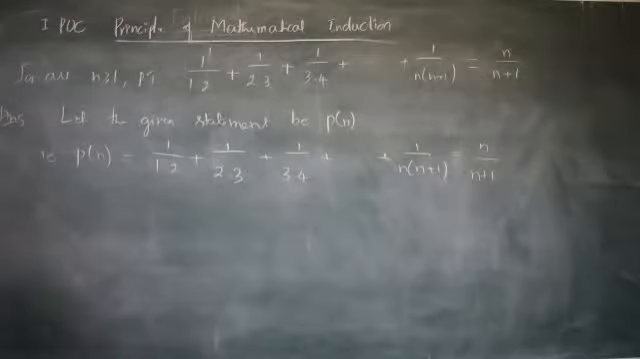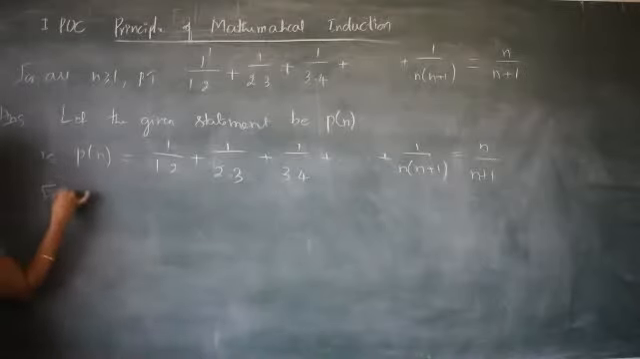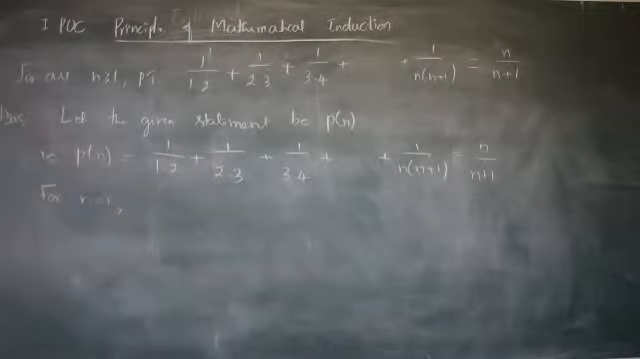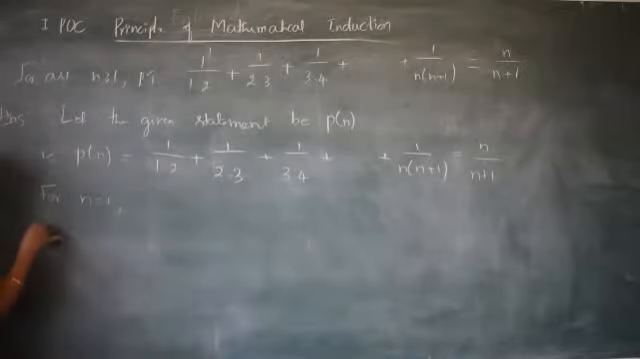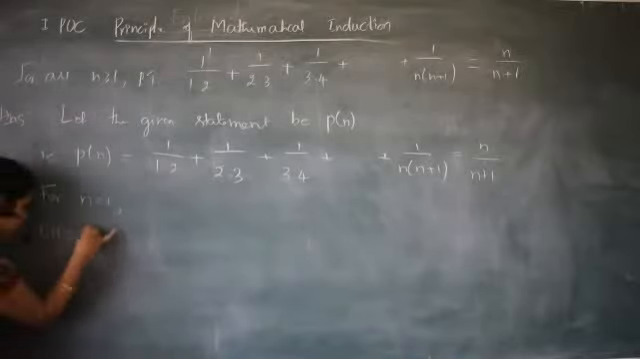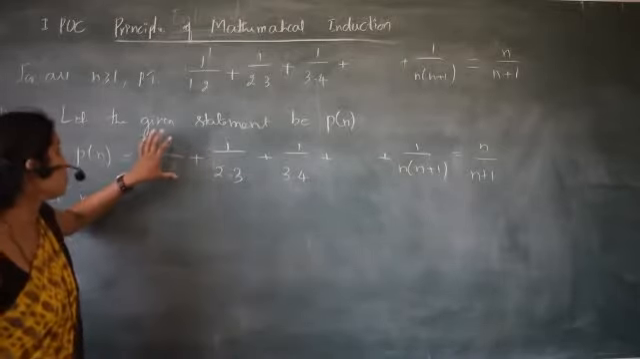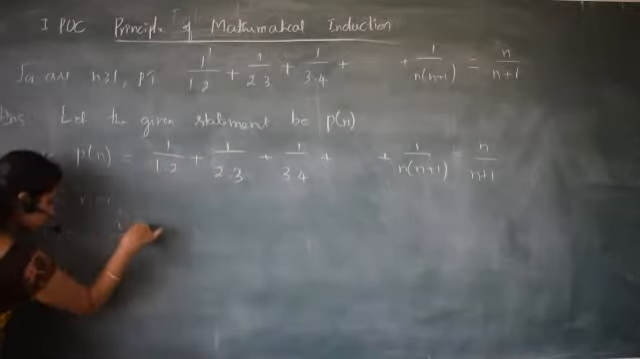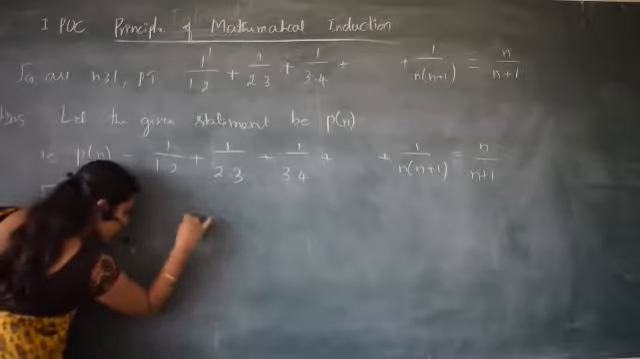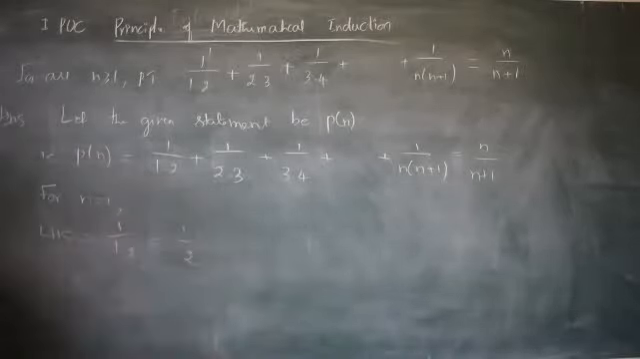After writing P of n, we have to prove this for n is equal to 1. For n is equal to 1, we have to consider the left hand side and right hand side. Left hand side, if there is only one term, is only the first term. So what is the first term? 1 by 1 into 2 is equal to 1 by 2.